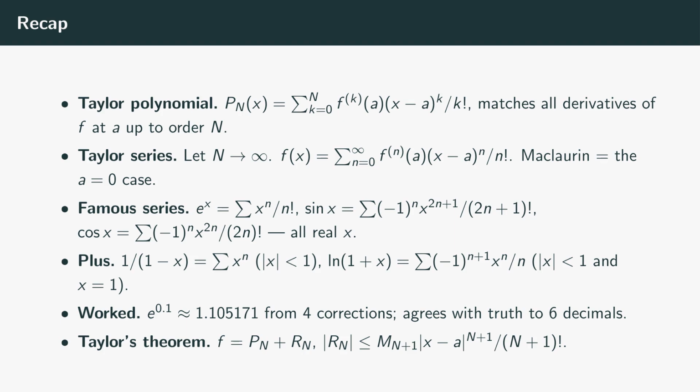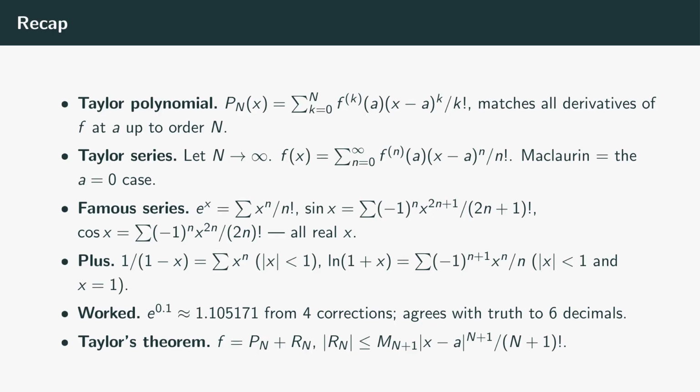1 over 1 minus x equals the sum of x to the n for the absolute value of x less than 1, and the natural log of 1 plus x equals the sum of negative 1 to the n plus 1 times x to the n over n for the absolute value of x less than 1. Extending to x equals 1 by the alternating series test. Worked example: e to the 0.1 from 4 non-zero terms gives 1.105171, matching the truth to 6 decimals. This is essentially how calculators compute exponentials and trig functions.